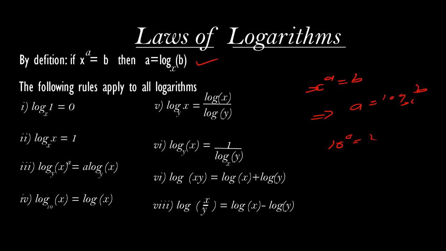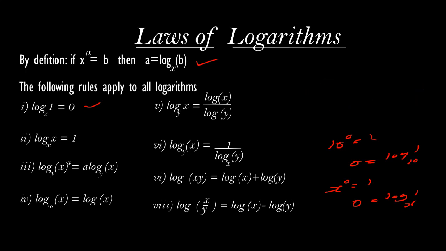So if you have 10 raised to power 0, that is simply 1. Any number raised to power 0 is 1. So that implies 0 is the logarithm of 1 to base 10. If you have x raised to power 0 is equal to 1, then 0 is the logarithm of 1 to base x. So the logarithm of 1 to any base is always 0. That is Roman number 1 on the rules that apply to logarithms.